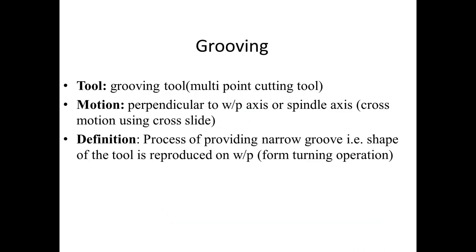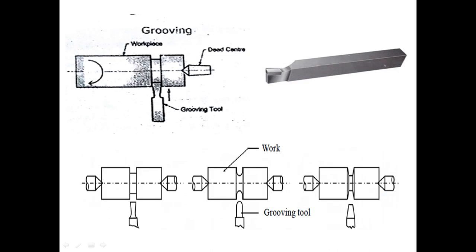Next, grooving operation. For grooving, the multi-point cutting tool is used to create a groove on a cylindrical object. The motion of the cutting tool is perpendicular to the spindle axis, that is by using the cross slide. Here the required shape is formed or reproduced on the workpiece by using a multi-point cutting tool, that is, a grooving tool.